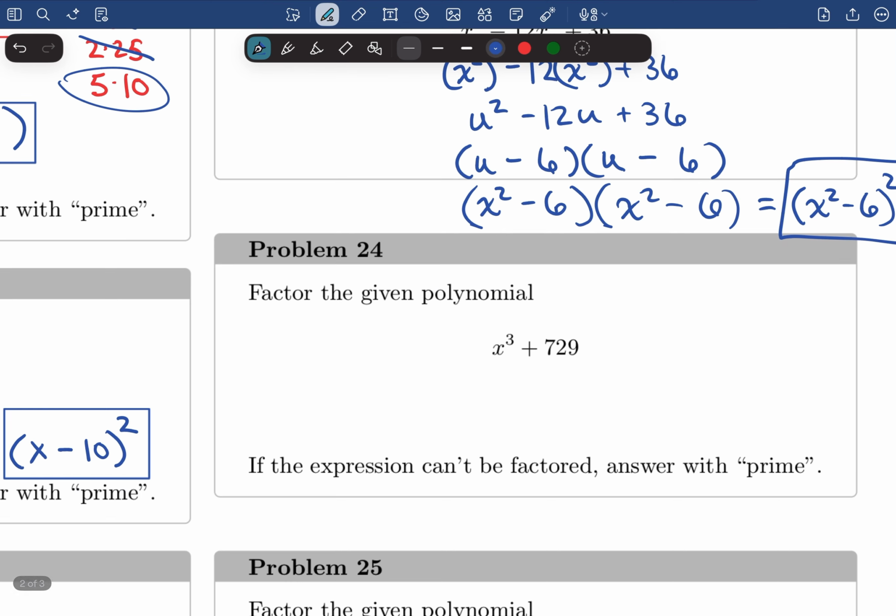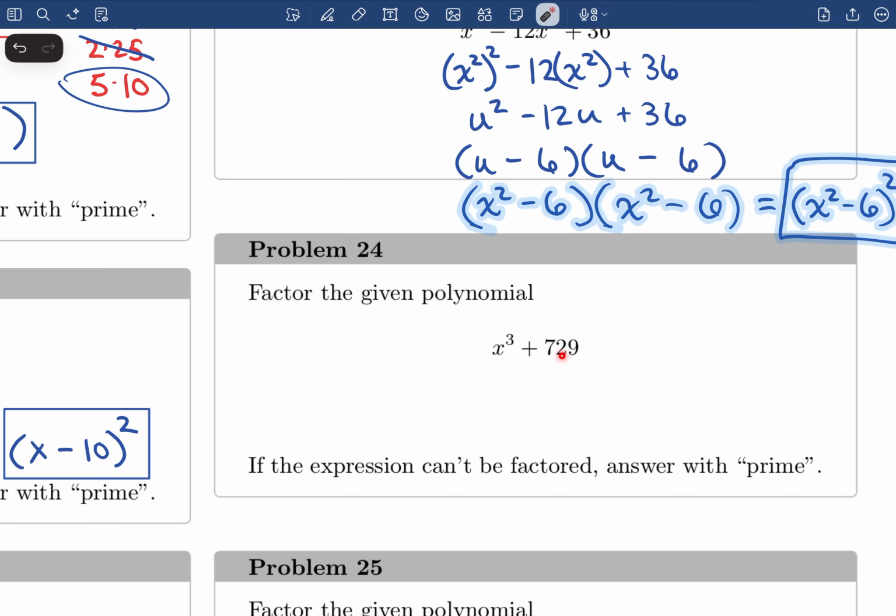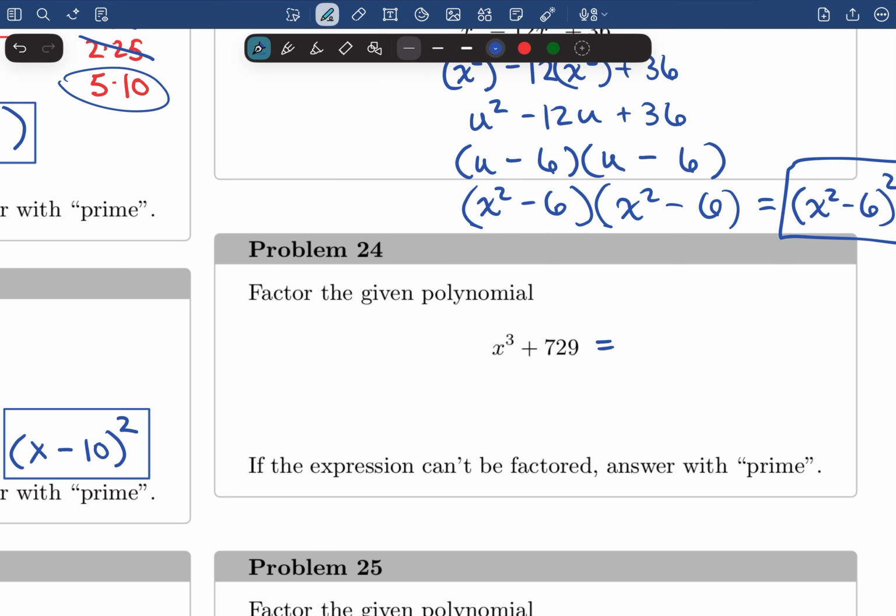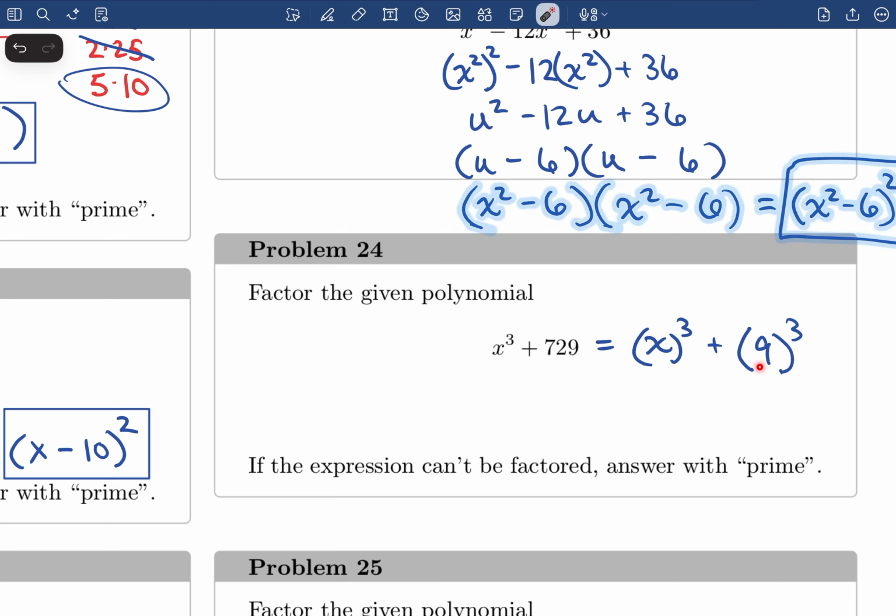Great. Problem 24, factor the given polynomial. And it says x cubed plus 729. One of your factoring skills you learned this unit was the sum of cubes. Okay, one of your factoring skills, the sum of two things that are cubed. So if I were you, I would rewrite this as x cubed plus, well, 9 cubed, right? Because 729 is 9 cubed. And you would say, how would I recognize that?